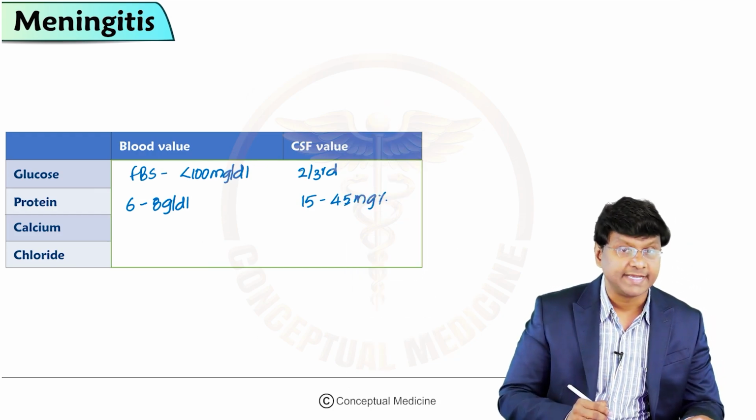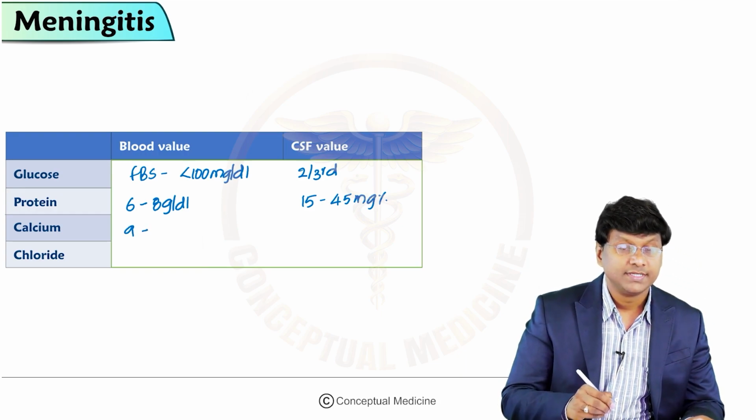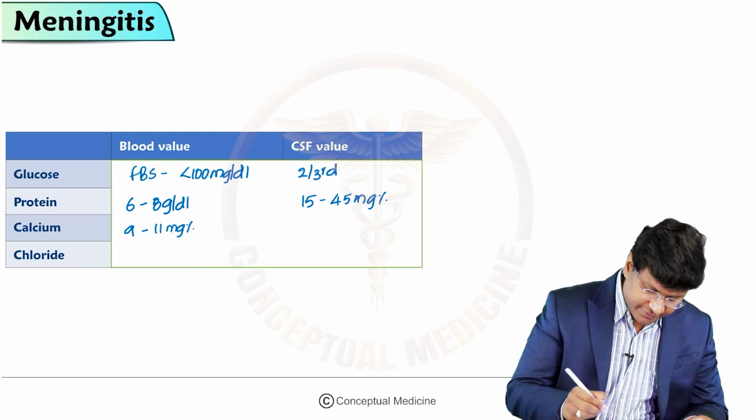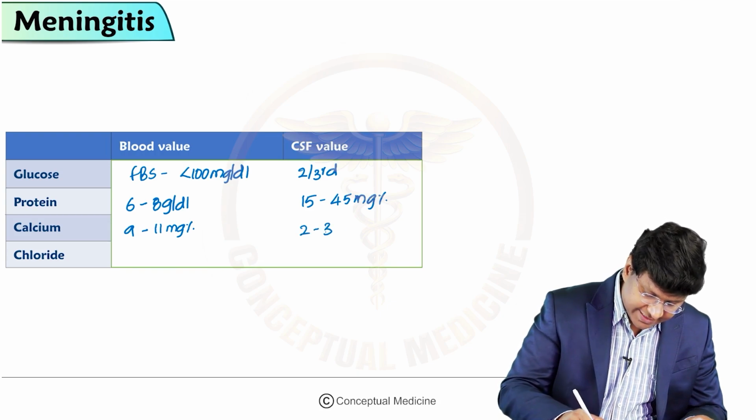Then you take the calcium. The blood value of calcium is around 9 to 11 milligrams percentage, whereas in the CSF it is only 2 to 3 milligrams percentage.